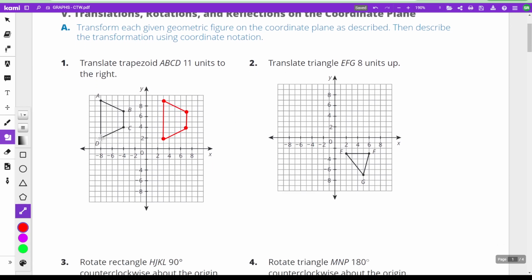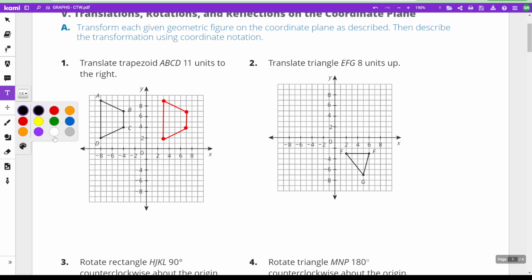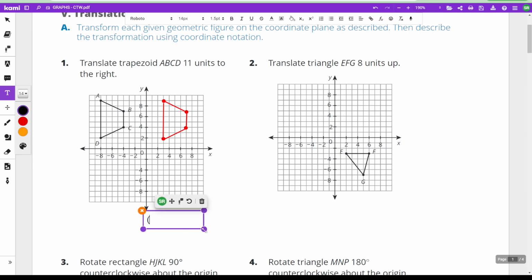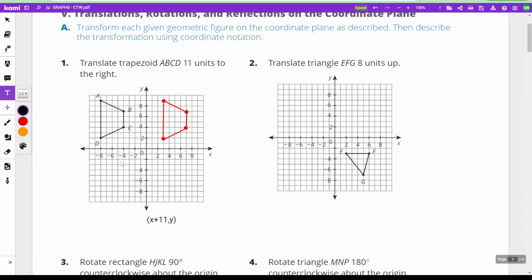Now if you notice, if we call these the original coordinates x, y, then the y coordinate for those coordinates remained the same, but the x coordinate increased. And so if we wanted to describe this transformation with coordinate notation, we would say that all of our x values increased by 11 units, and our y values remained the same, right?